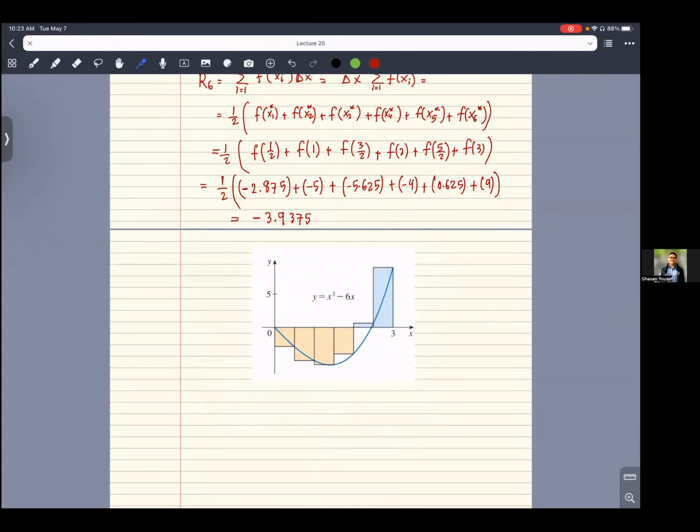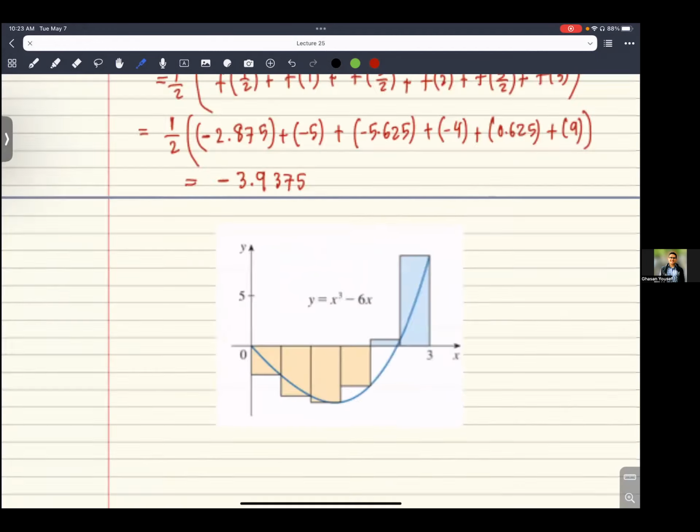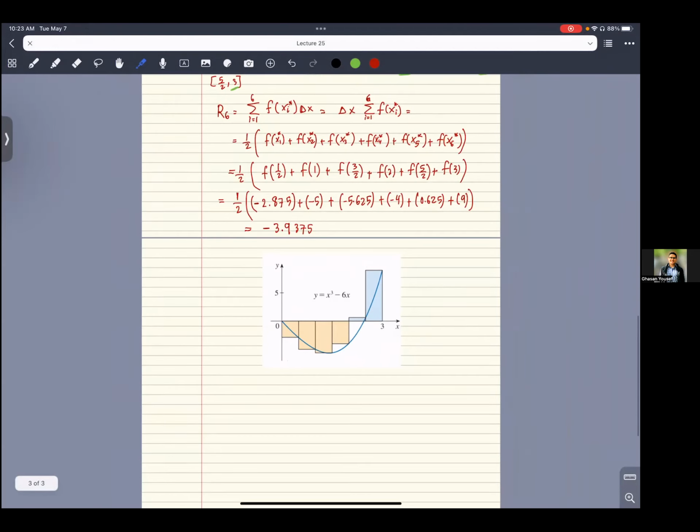Because as I said before, the net area is the area above the x-axis minus the area below the x-axis. So this Riemann sum is negative 3.969375.